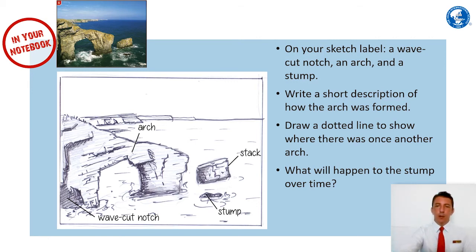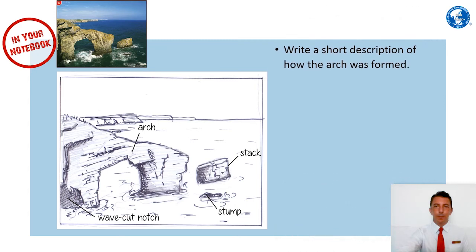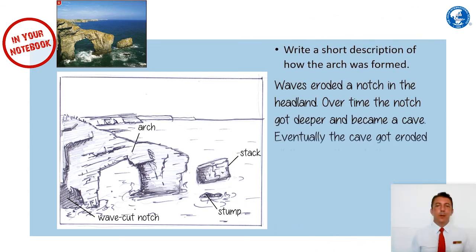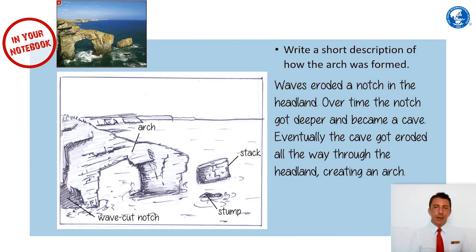So how was that arch formed? The waves eroded a notch in the headland. Over time, the notch got deeper and became a cave. Eventually, the cave got eroded all the way through the headland, creating an arch. That's it. So your answer should be similar. Let's check the next question.